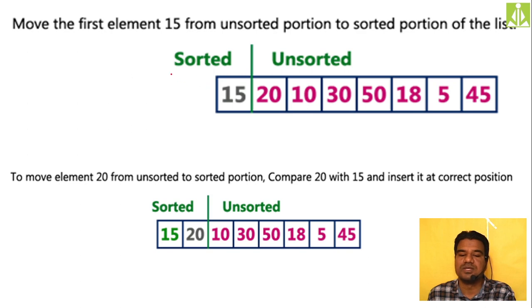So now in the sorted sublist I have one element, and in the unsorted sublist one less element. After that, pick one more time and repeat the same process. Pick 20 and place it in its proper position. 20 compared with 15 is greater, so it has to come after 15. So 15, 20 will come over here, the wall will move, and then we'll have 10 in the front location.